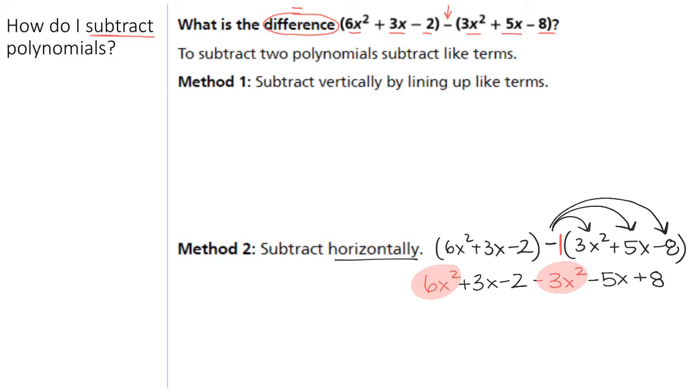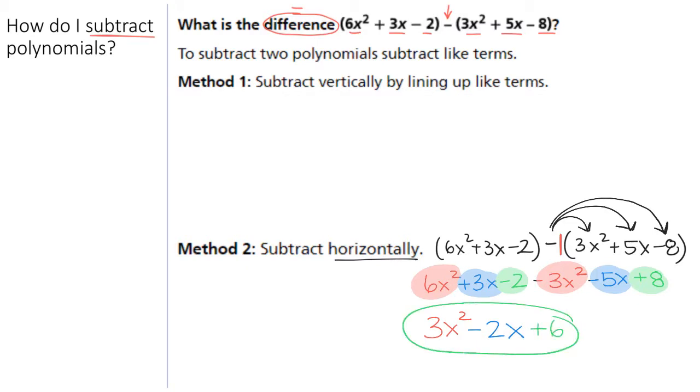So I have a 6x squared and a minus 3x squared, and that gives me 3x squared. I have a 3x and a negative 5x. 3 and negative 5 is negative 2x. And then lastly, I have a negative 2 and a positive 8. Negative 2 plus 8 is positive 6.